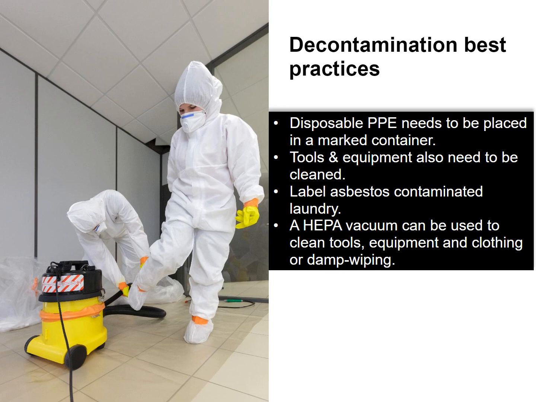A few other good decontamination practices to follow include: disposable PPE needs to be placed in a marked container. Tools and equipment also need to be cleaned. Label asbestos-contaminated laundry. A HEPA vacuum can be used to clean tools, equipment, and clothing, or damp wiping.